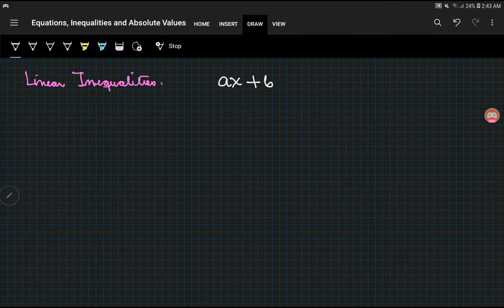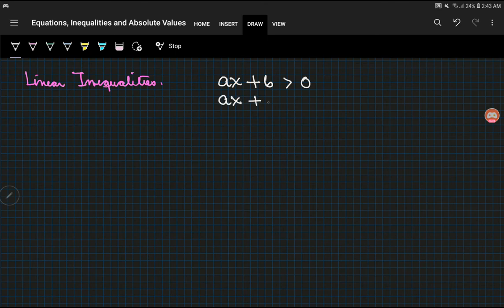Linear inequalities will have one of the following four forms. We have ax plus b greater than 0.